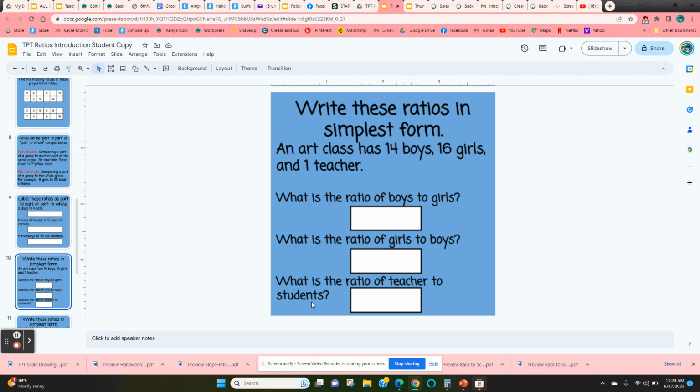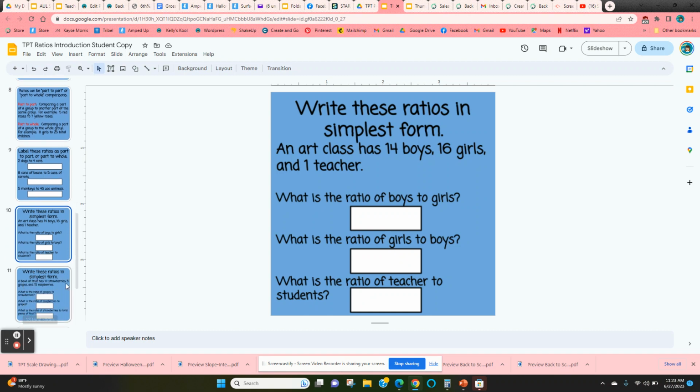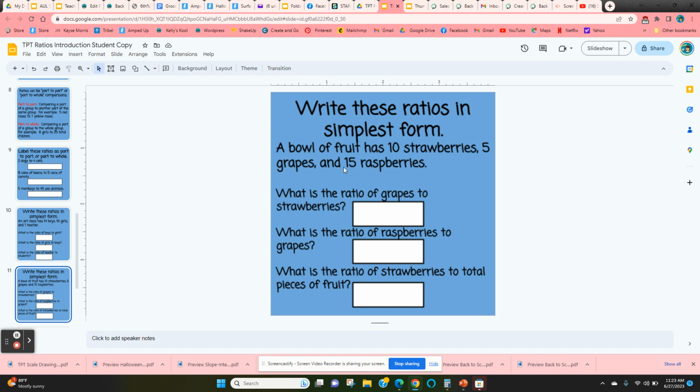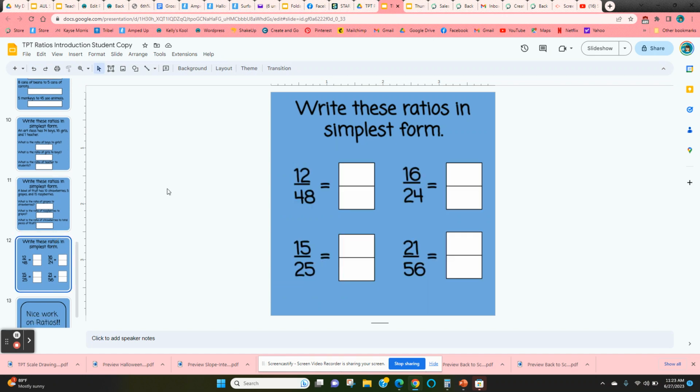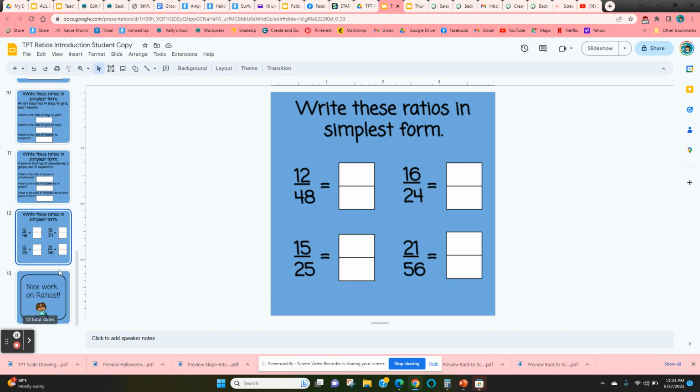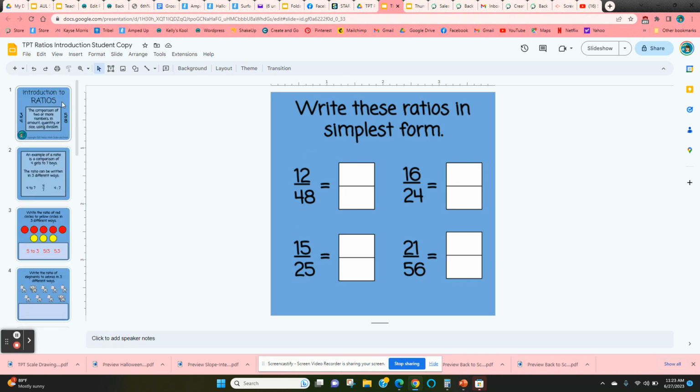And the ratio of teacher to student. There's 1 teacher, and then they have to add these 2 together to get their total students. And then again, in simplest form. This is a ratio of a bowl of fruit with 10 strawberries, 5 grapes, and 15 raspberries. So what's the ratio of grapes to strawberries, raspberries to grapes, and strawberries to total pieces of fruit? And then they're going to write these ratios, or type them in, in simplest form. And that's the lesson, Introduction to Ratios.